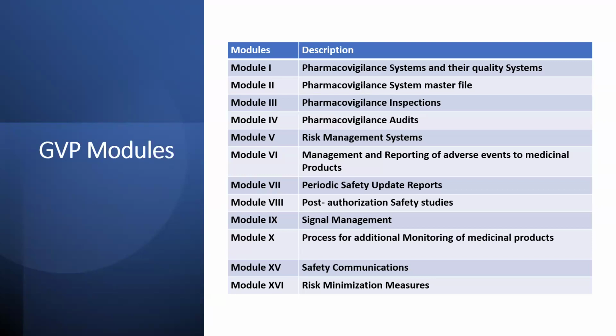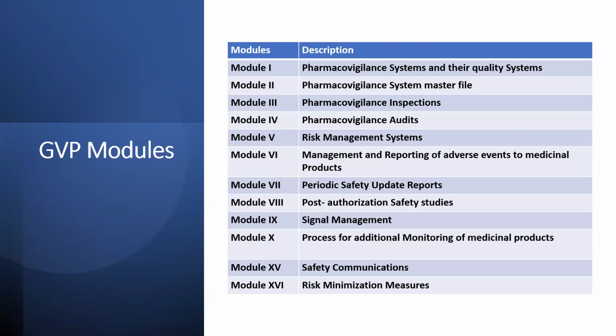The 7th is for the PSUR. The 8th is for the post authorization safety study. The 9th is for signal management. The 10th is the process for additional monitoring of the medicinal product. 15 is for safety communication. 16 is for the risk minimization measures. So these are various modules which we have to follow. And when we are saying key documents, these GVP modules are also key documents in the EU region, because these are kind of guidance which we have to follow.